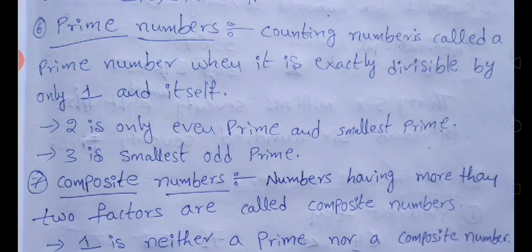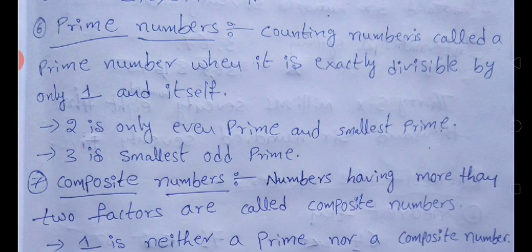The continuation of the previous class is here. So, in the previous class, we discussed number, digit, and numeral, as well as types of numbers up to even and odd. Here, we are going to learn about prime numbers.